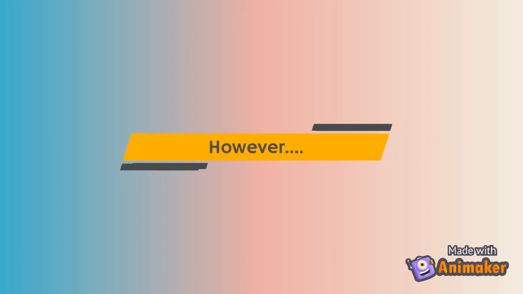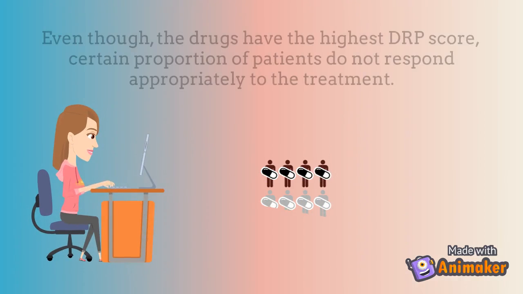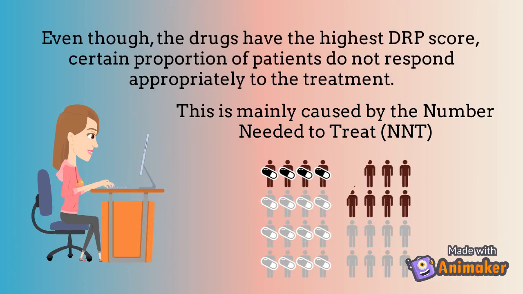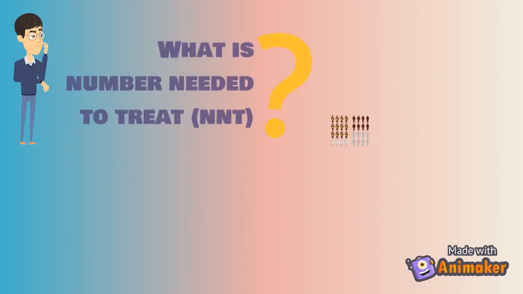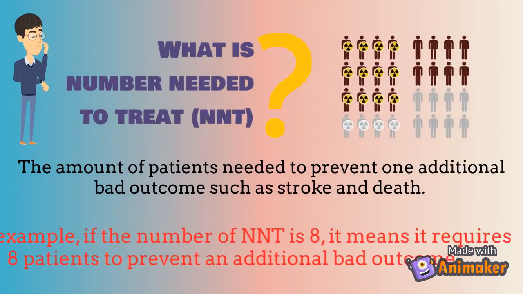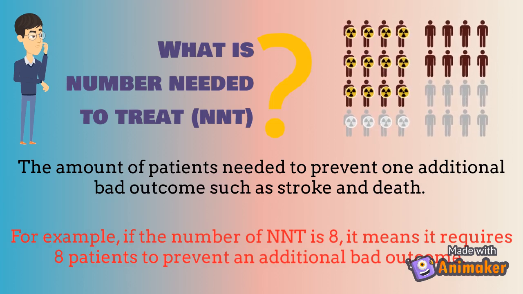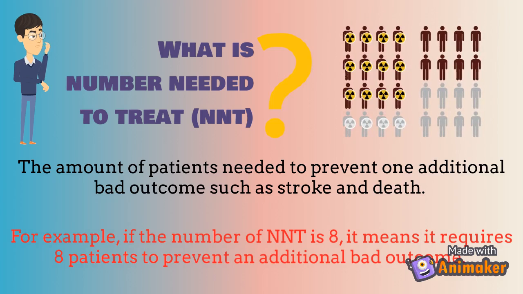However, even though a drug has a high DRP score, certain proportion of patients do not respond properly to the given treatment. This is mainly due to number needed to treat. Number needed to treat is the number of patients needed to overcome one additional bad outcome, such as stroke or death. For example, if the number needed to treat is 8, then 8 patients are needed to prevent another additional bad outcome.